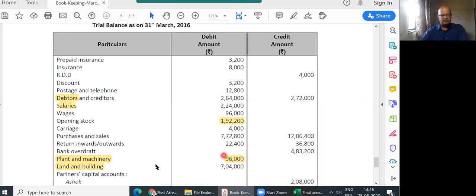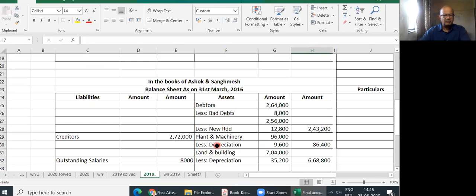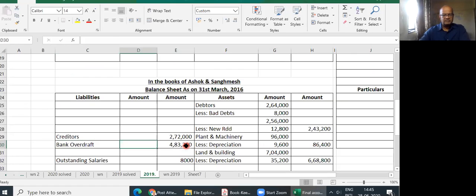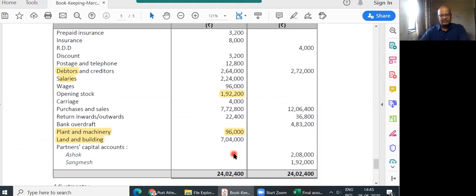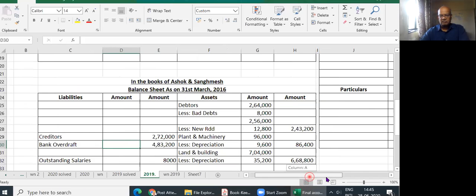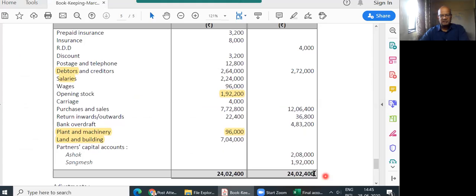Then after sales return, we have bank overdraft 4,83,200. This is bank overdraft, a short-term liability. Then we have capital account. Capital account I have written, for both the partners.